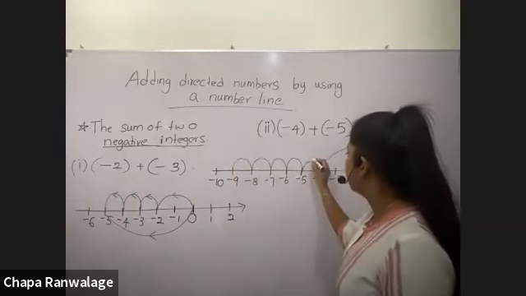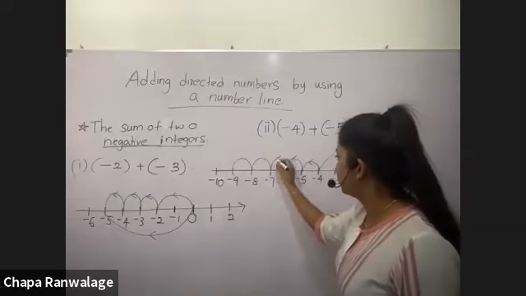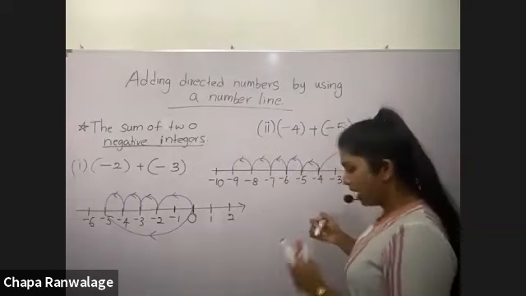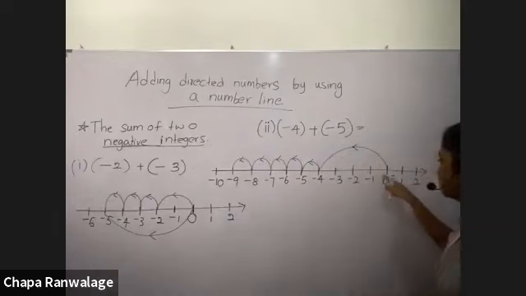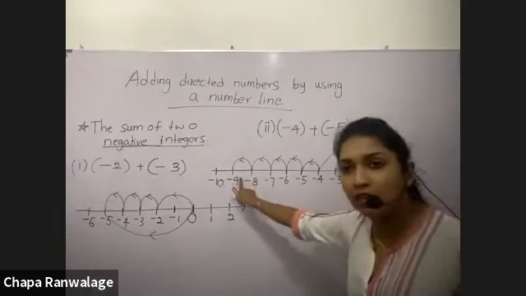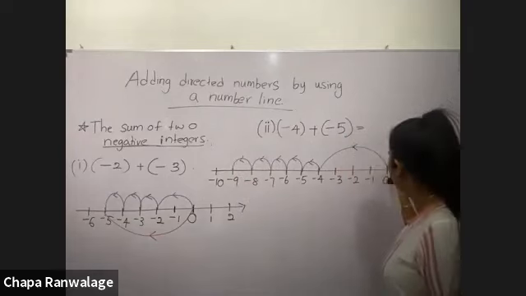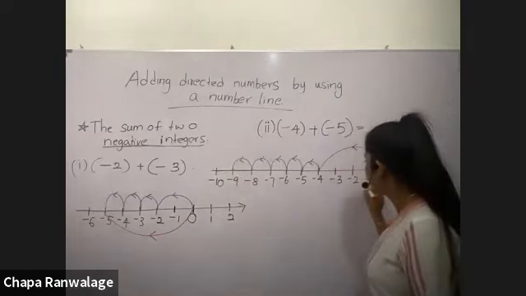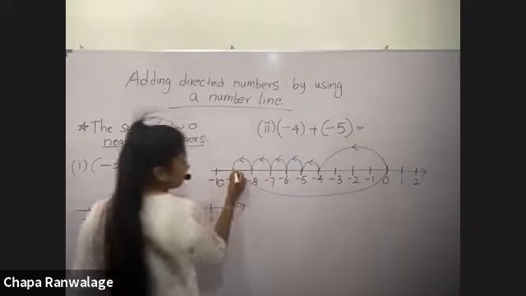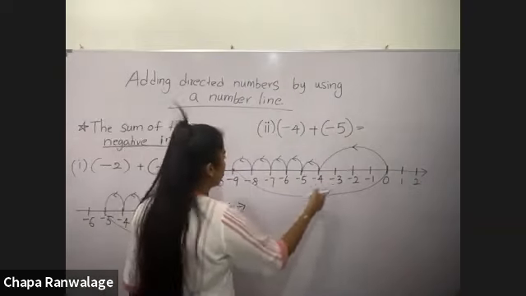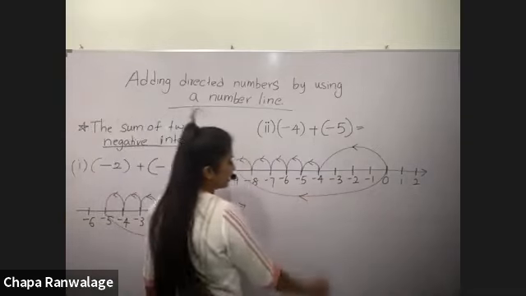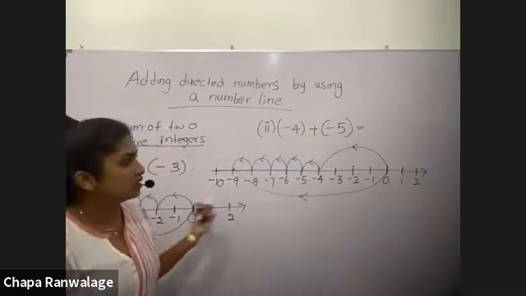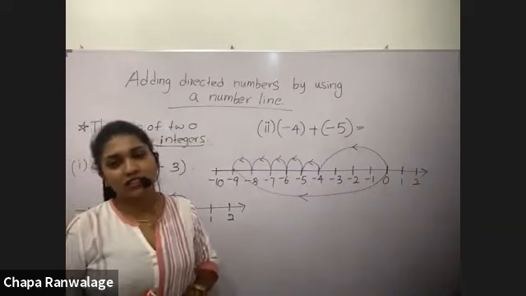1, 2, 3, 4, and 5. Direction is this direction. Now finalize your answer. I start from 0 and I end with minus 9. So you can join them together and mark the direction that you have moved. That is this direction. So what's the final answer?